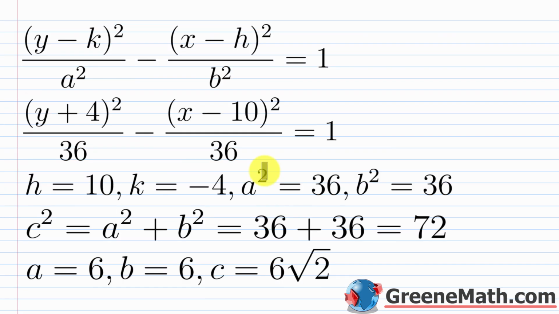All right, so let's come down here and match things up. So this is the form you want to use right here. We're going to say that our h value is 10, and our k value, again, this would need to be changed into a minus a negative 4. So your k is negative 4 there. Your a squared and your b squared are each going to be 36. So then c squared would be 36 plus 36, which is 72. So then a is 6, b is 6, and then c is 6 times the square root of 2.